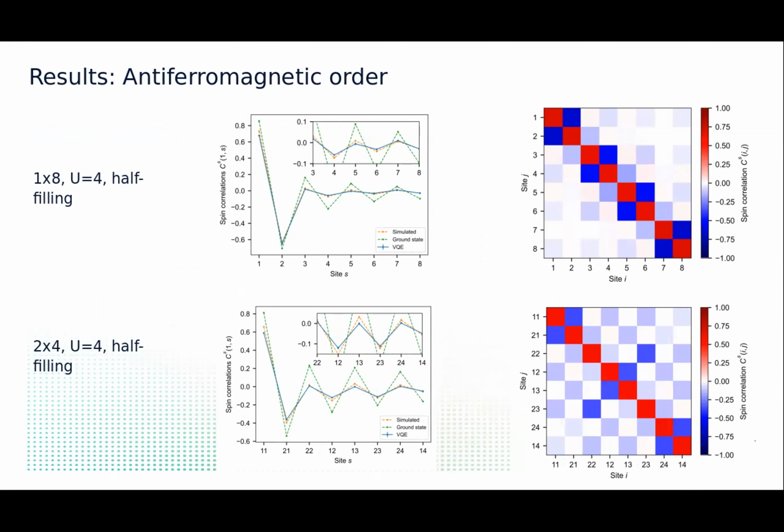We also see anti-ferromagnetic order. But again, compare the true ground state, which is the blue one, with what we see from the experiment. So we see some anti-ferromagnetic order, but essentially it's dampened. So it's getting more or less the correct physics, but it's not quantitatively correct. Also for the 2 times 4.